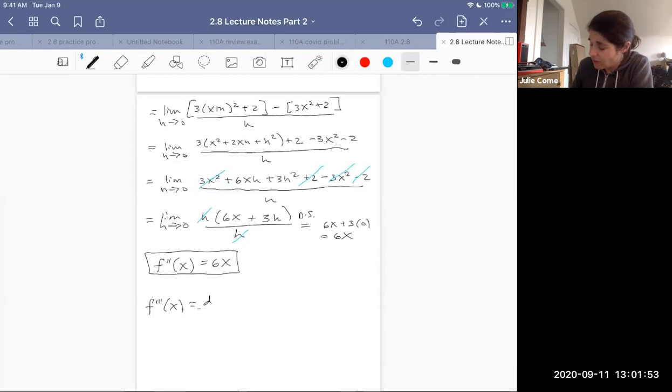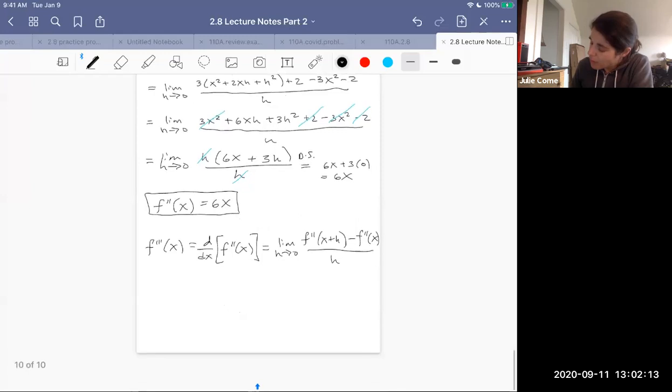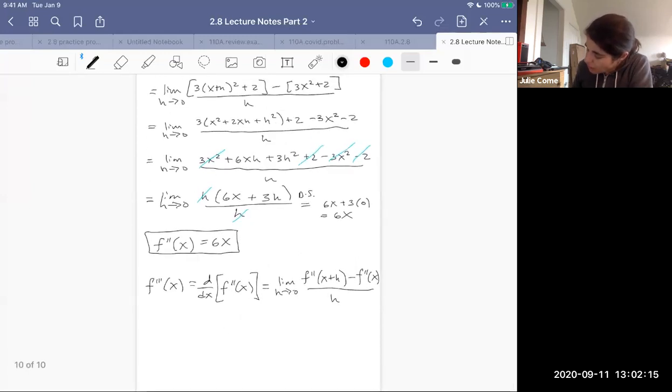It's the derivative with respect to x of f double prime of x. Well, what does that mean? It means the limit as h goes to 0 of f double prime of x plus h minus f double prime of x, all over h. Well, let's plug in our actual f double prime.